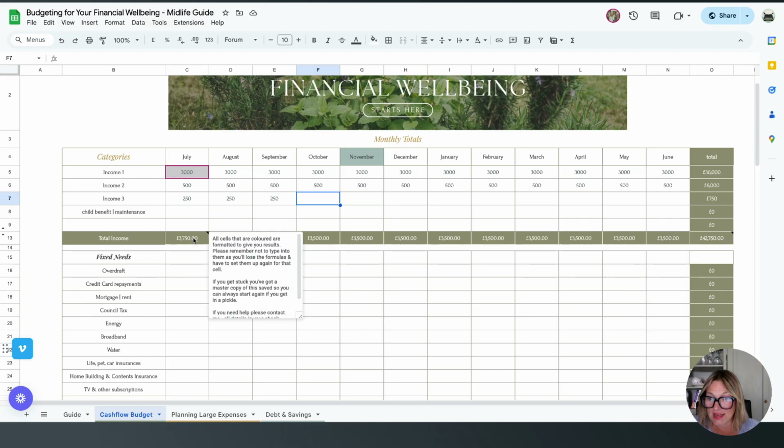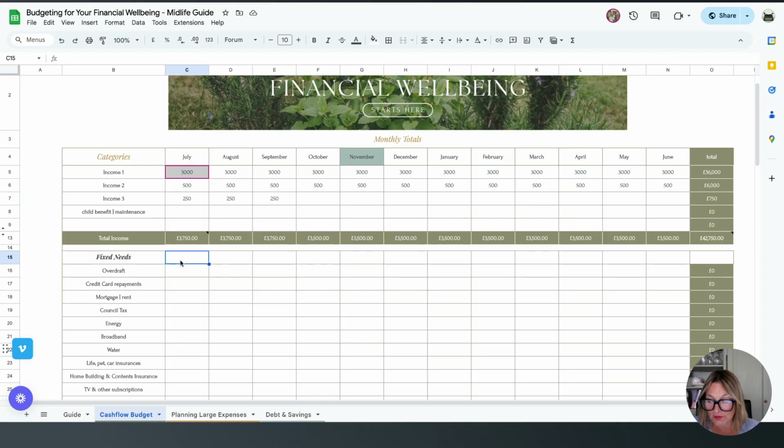What you'll also find is it adds it up for you every single month. So you'll see your July, August and September is actually going to be higher than the rest because of that little extra top up that we entered as income 3. And also child benefit and maintenance might be kicking in as of, let's say, November. You're going on maternity leave, your baby's due, and you know you're going to have some money coming in there. So you can pop that in all the way through.